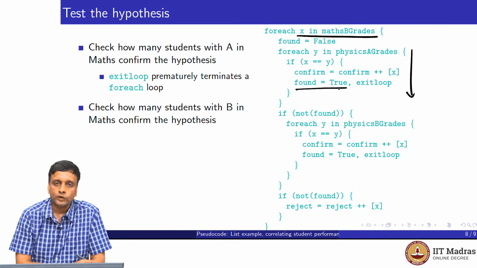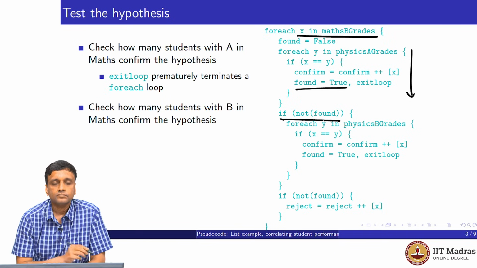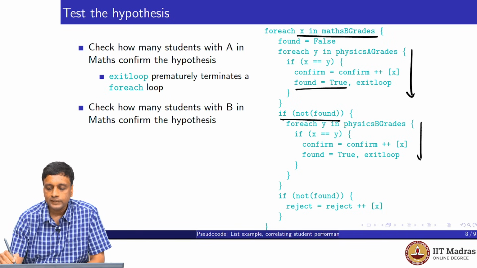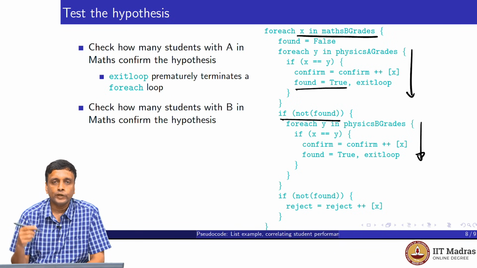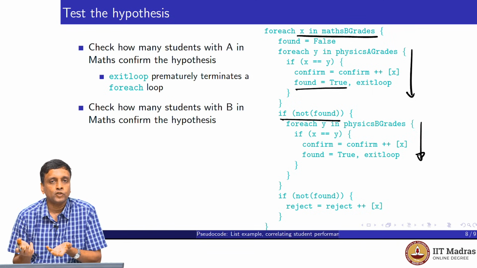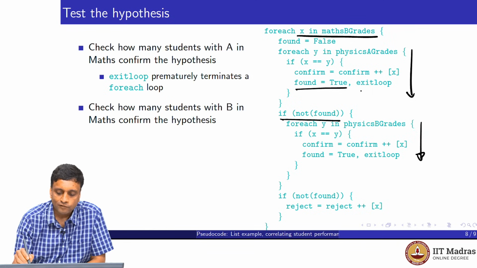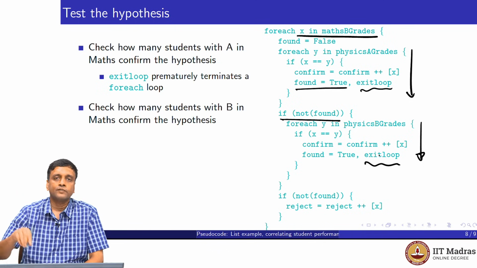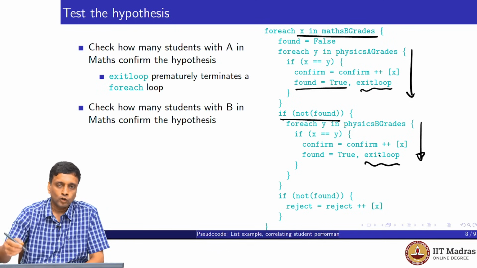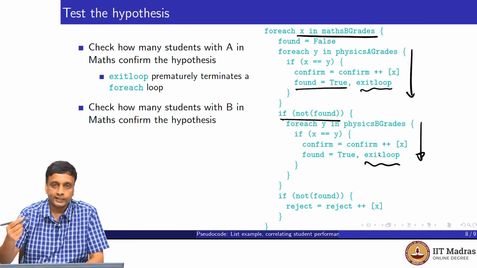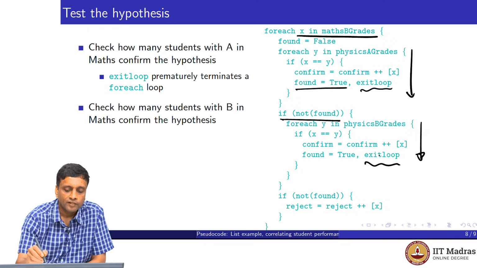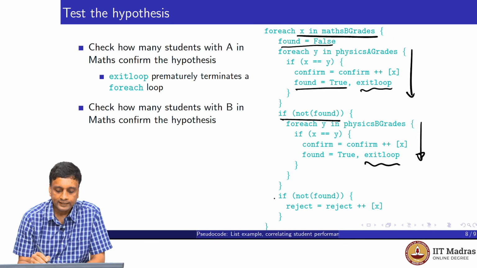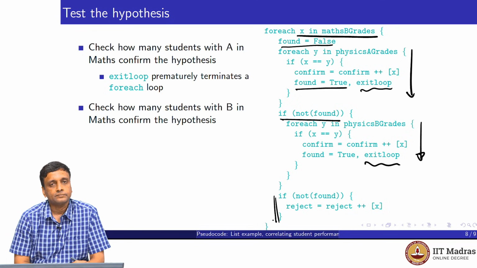Now if you have not found it in the A grades, then you check in the physics B grades. Again the same loop, only you do it only if you have not already found it, because it's wasteful to do this otherwise. In both cases, if you find it, you exit, right? So you exit the physics A loop, you exit the physics B loop, and finally if you have gone through both these loops and not found it in either of those, your variable found is still false. In that case, you put it into the reject set, right?